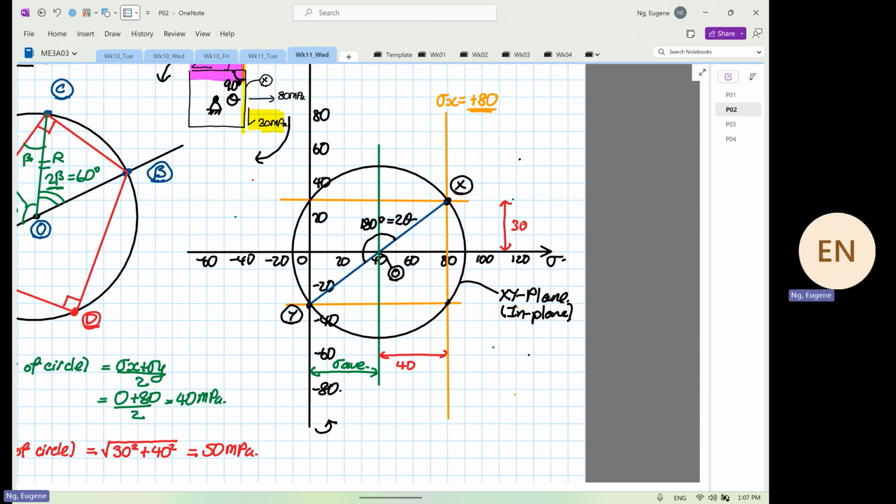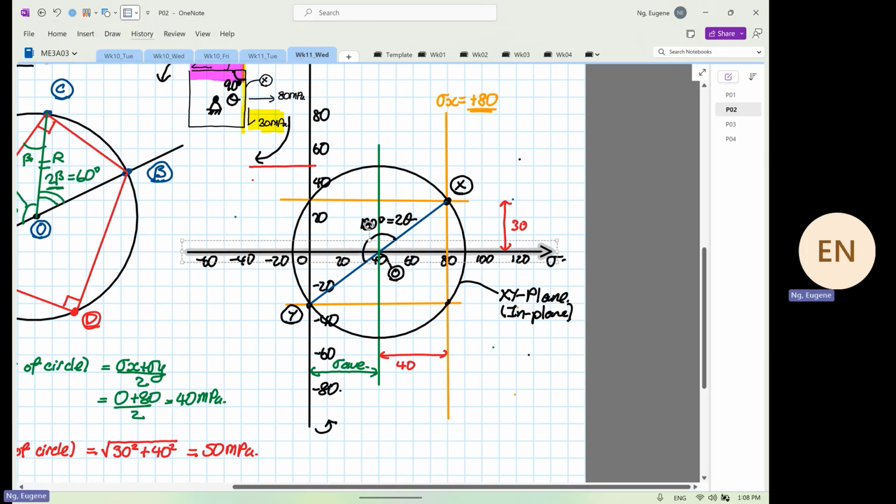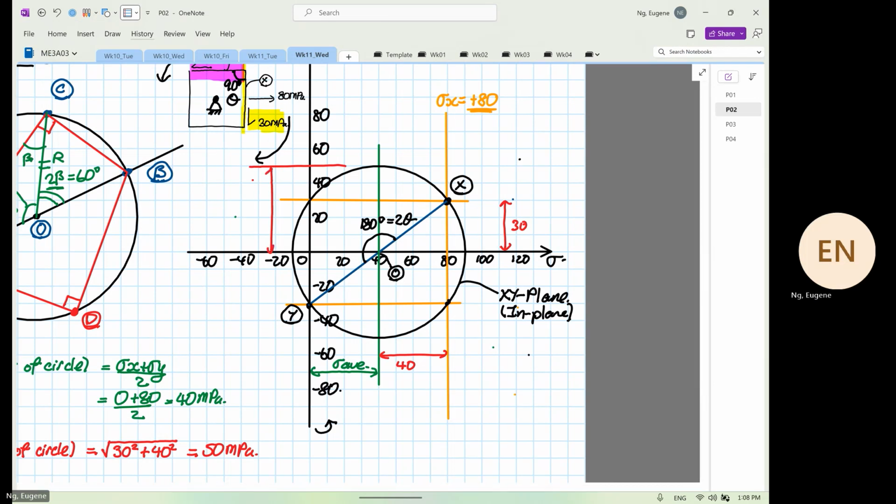Right. So what we have done now is this distance over here to here. This is your tau max. Okay.